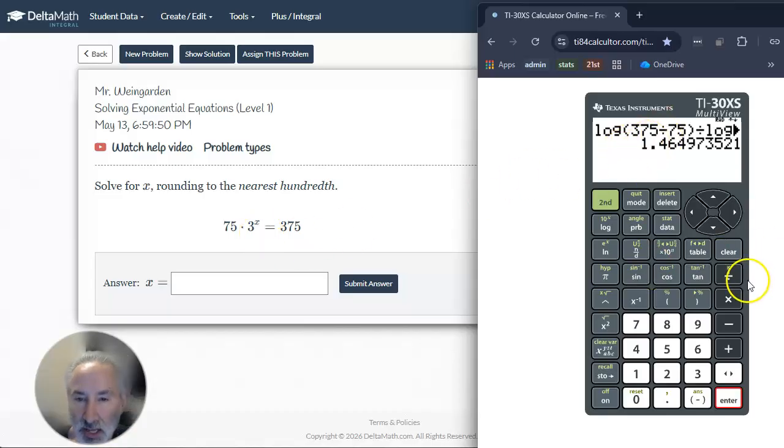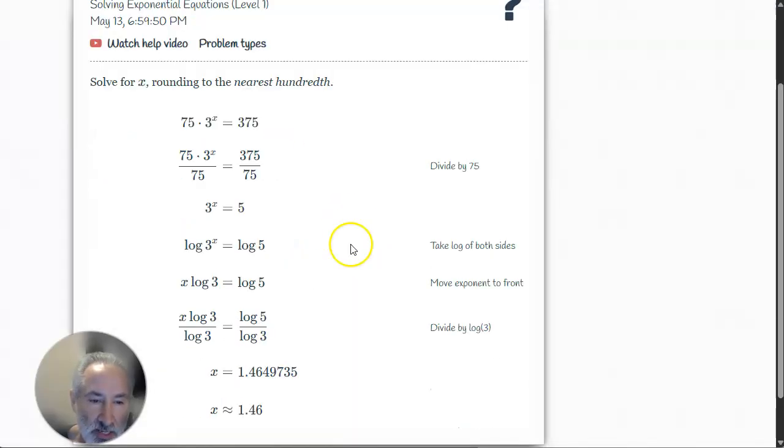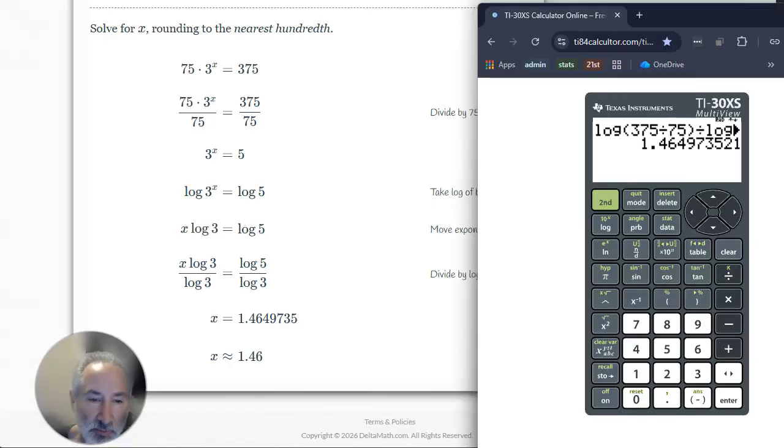All right, let's go ahead and check our answer and see what happened here. I'm going to show solution, and hopefully it looks a bit like what we came up with. Sure does. And remember, again, be careful about that rounding. 1.464 rounds to 1.46, and they did ask us for the nearest hundredth, which means 2 decimal places.